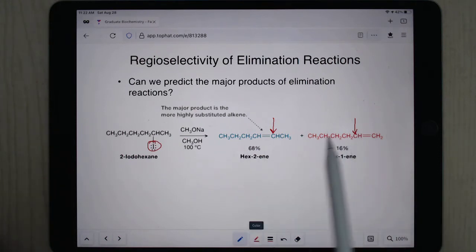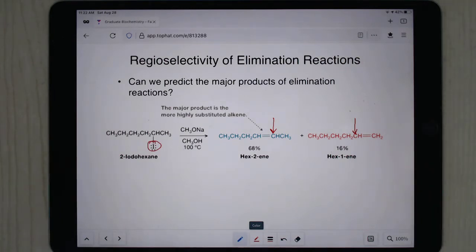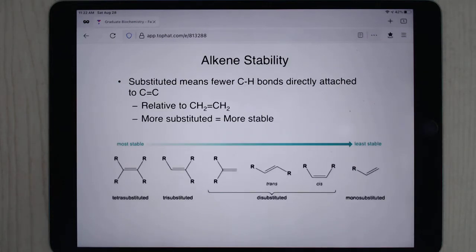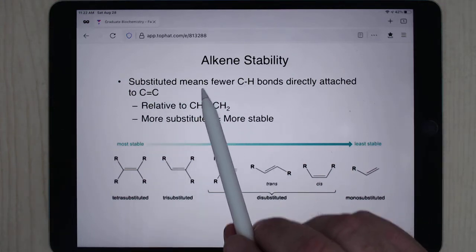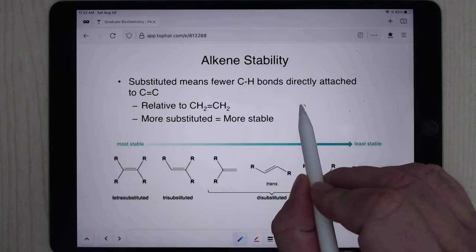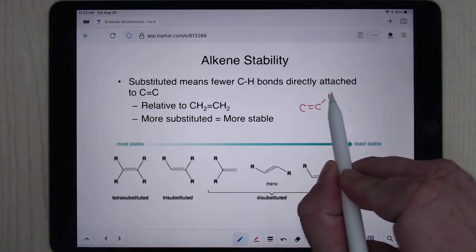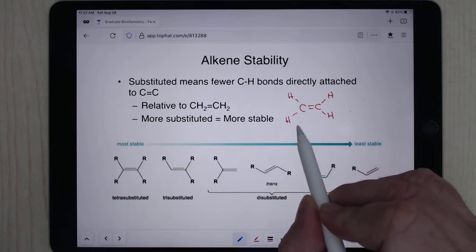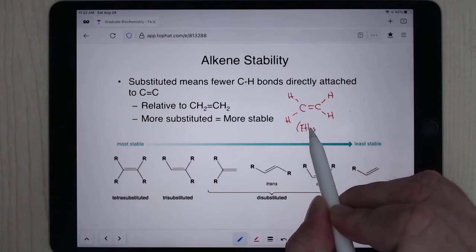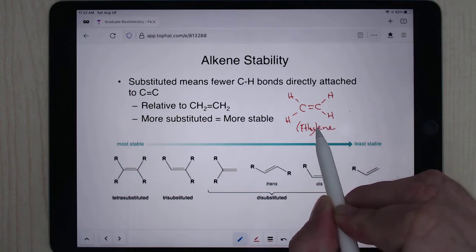So can we predict this? Not necessarily the numbers, but we can predict this is going to be the major product, and this is going to be the minor product. It turns out we can look at alkene stability. When we look at this, we talk about things that are substituted, relative to ethylene, which is this. Ethylene, which has 4 hydrogens on it. Ethylene.